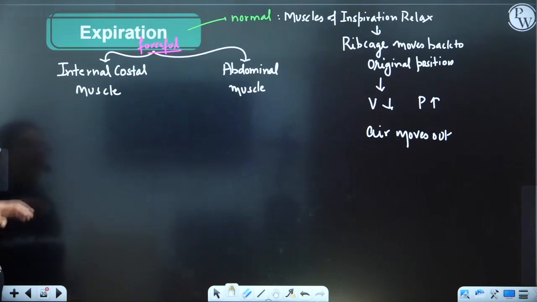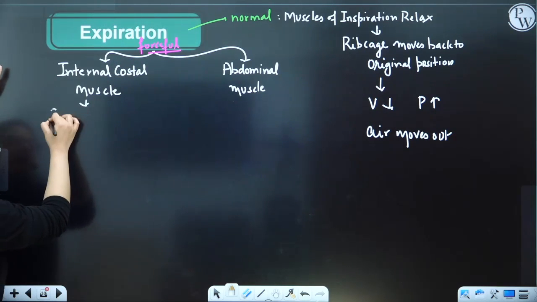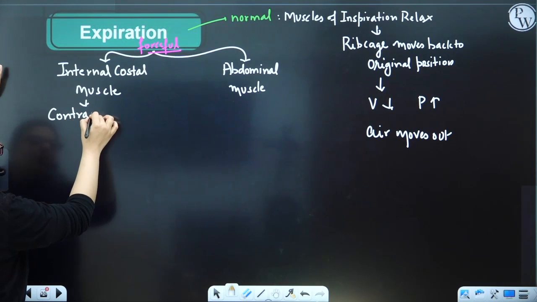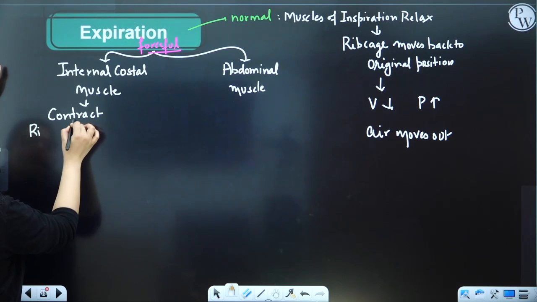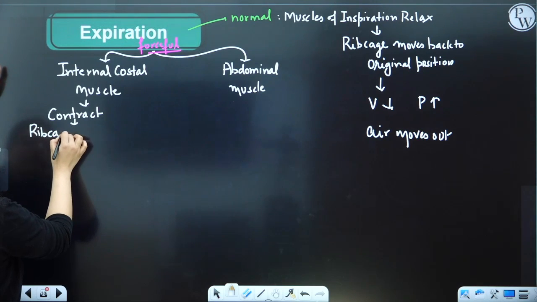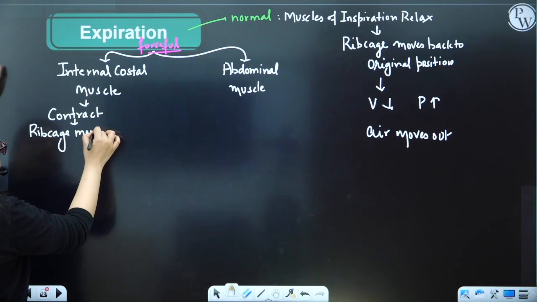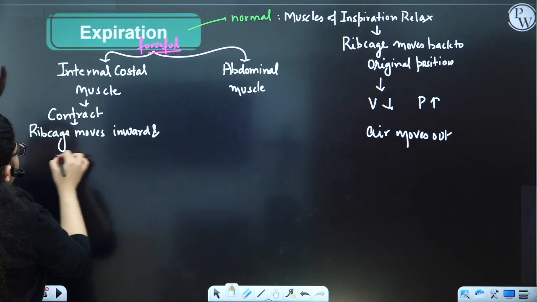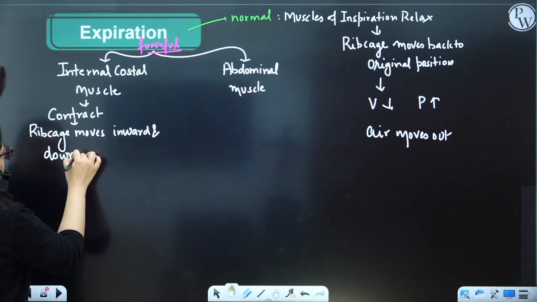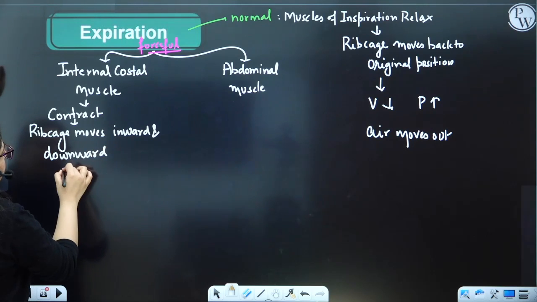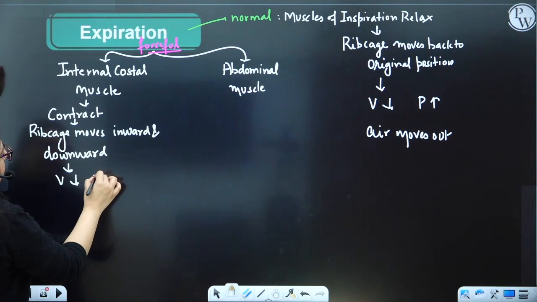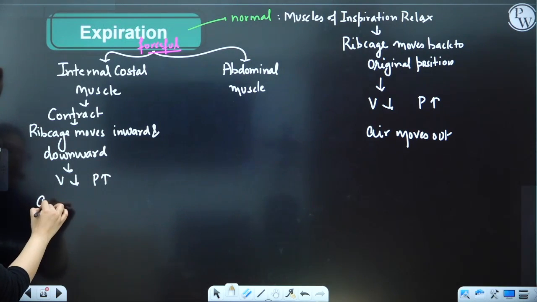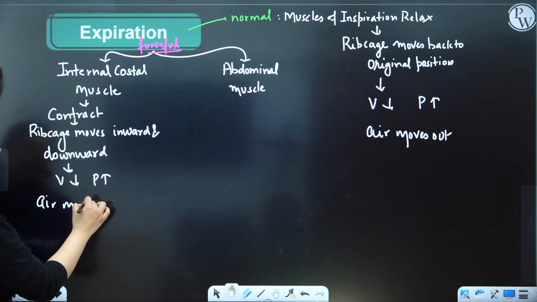So let's see what will happen when they contract. The rib cage moves inward and downward. Now what will happen? The volume decreases, pressure increases, air moves out.